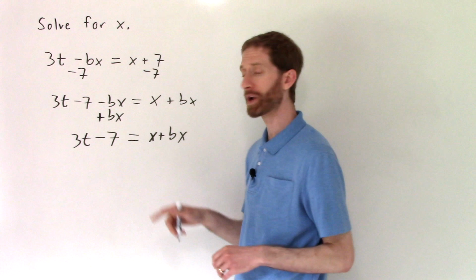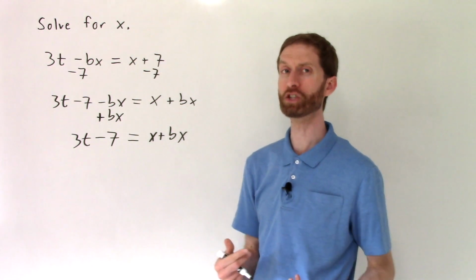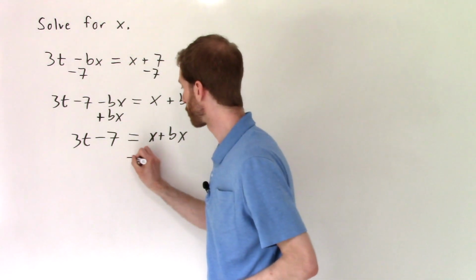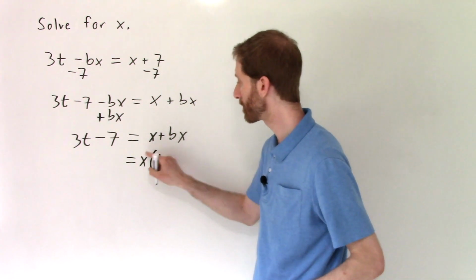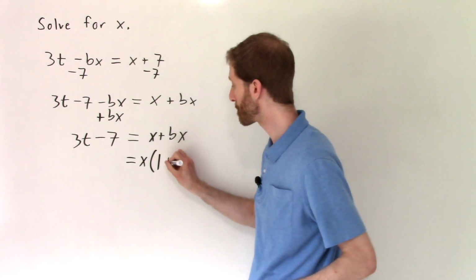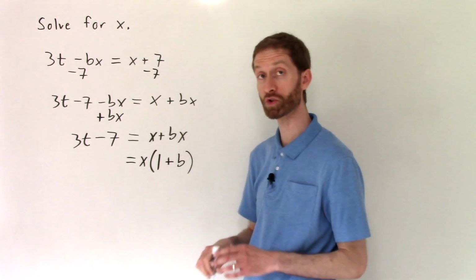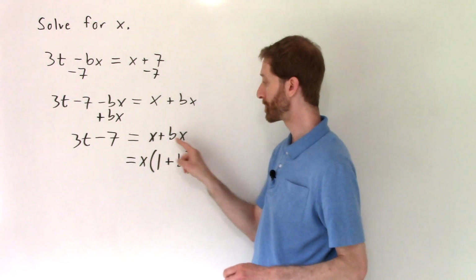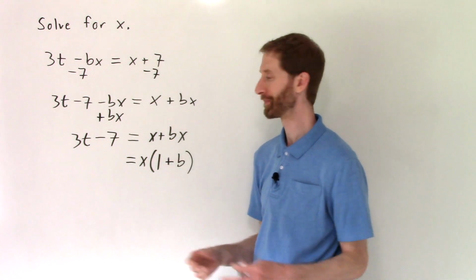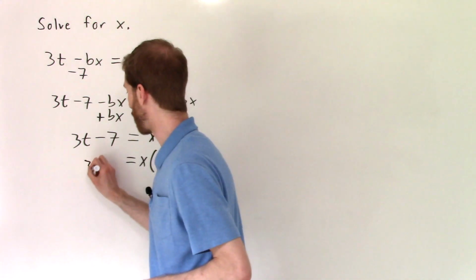You look at this side of the equation as if x has been distributed to two terms. So x, to get to this, has been multiplied by 1, x times (1 plus b). It's undoing distribution. And if you check it, x times 1 is x, plus x times b is bx. That's all. And then you have 3t minus 7 on the left side.